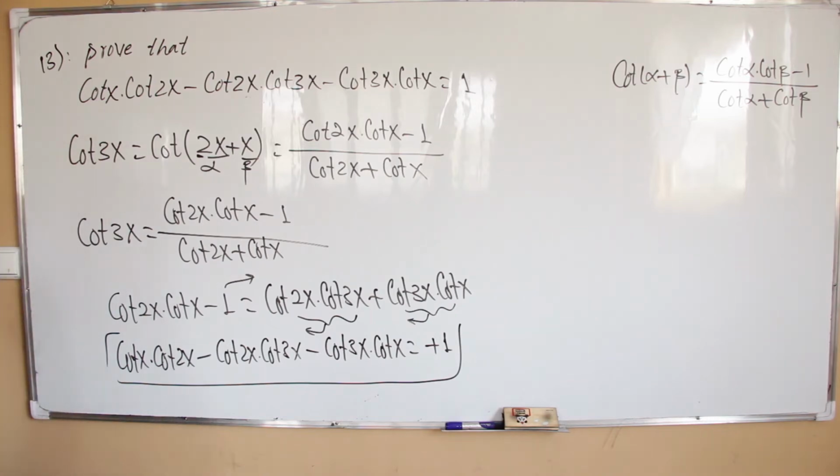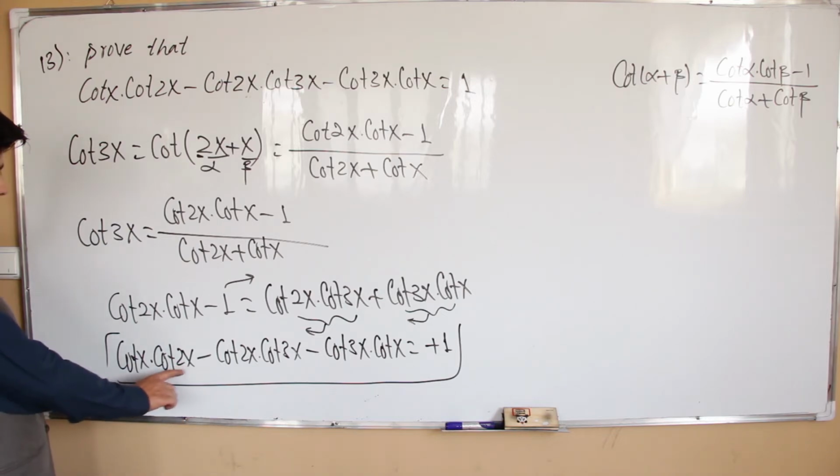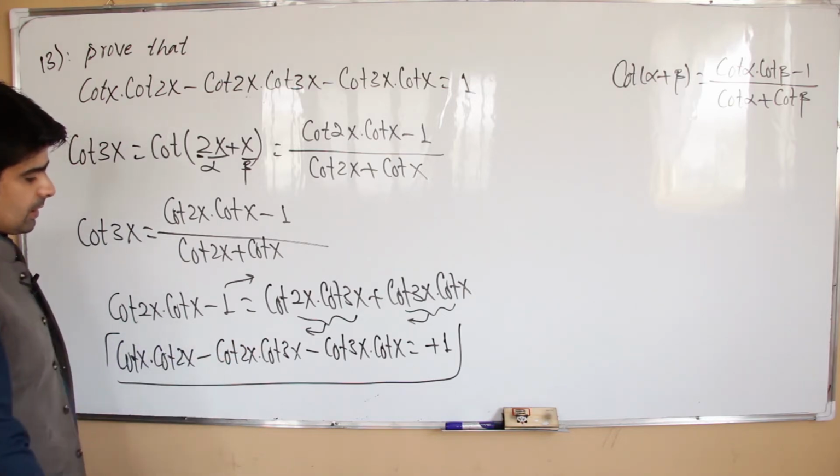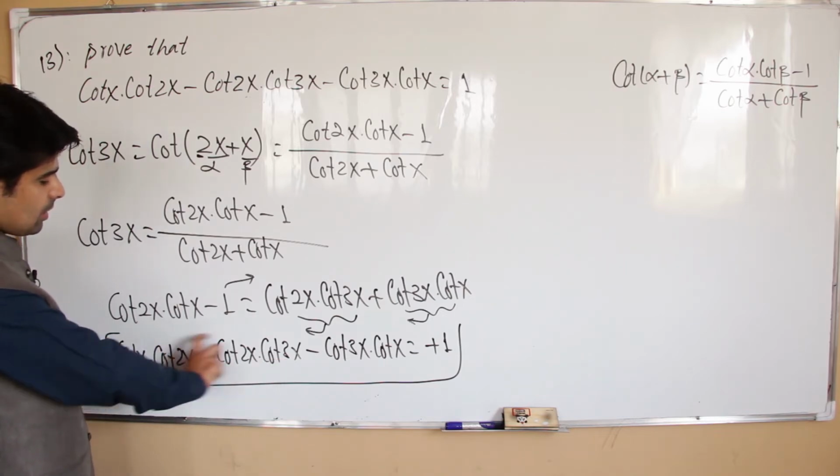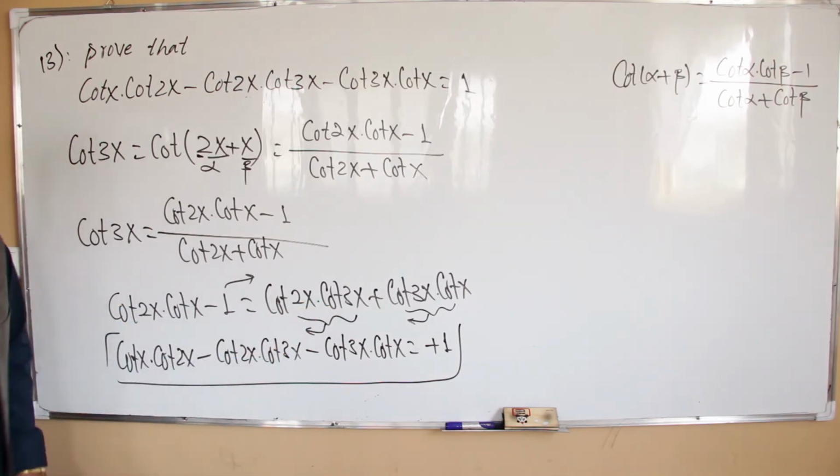Write it please. What do you mean by this one? It means if I have an angle which is x, 2 times of x and 3 times of x, for example 30 degree, 60 degree and 90 degree, in here the value would be 1.